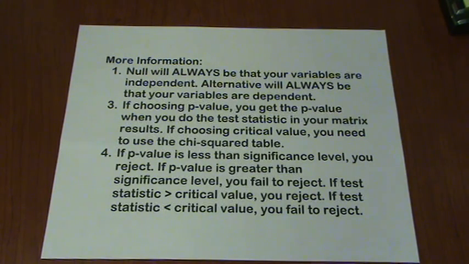If p-value is less than the significance level, you reject. If p-value is greater, you fail to reject. Alright, when you're using the critical value method, if your test statistic is greater than your critical value, you reject. If it's less than your critical value, you fail to reject. So those are your steps. Again, you can see your notes for more detailed explanation of this.